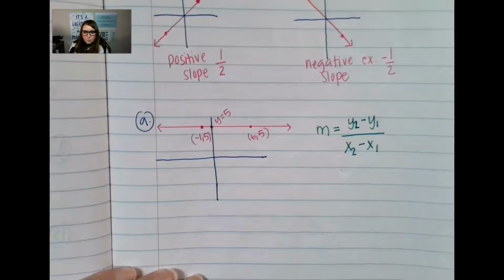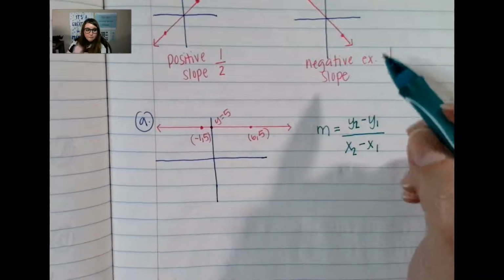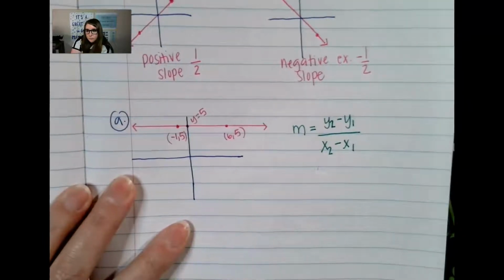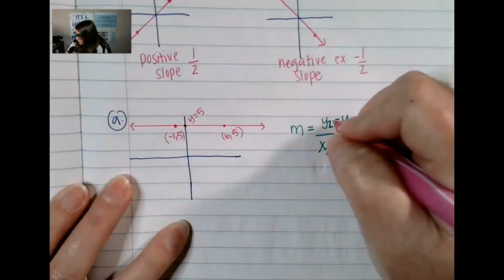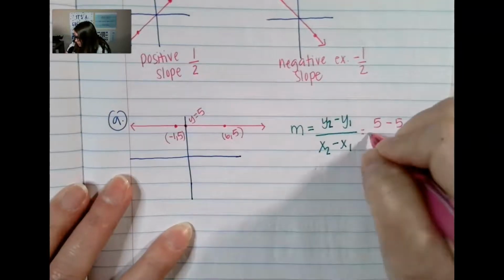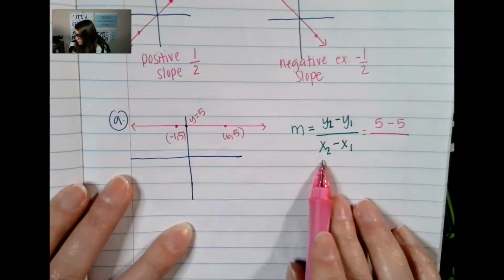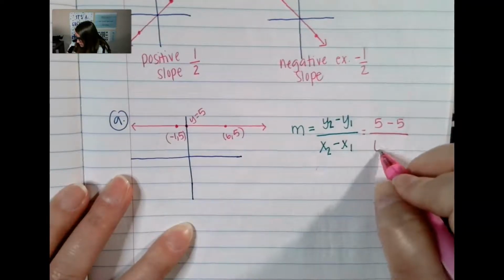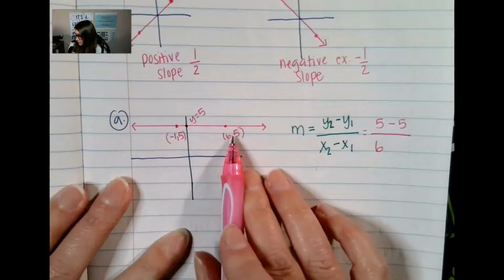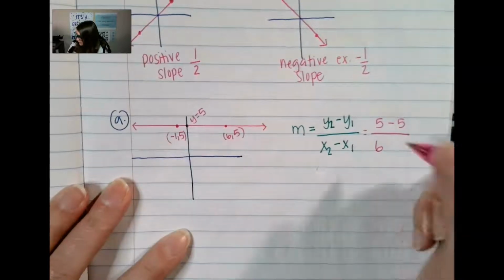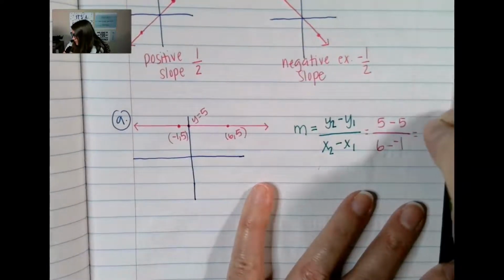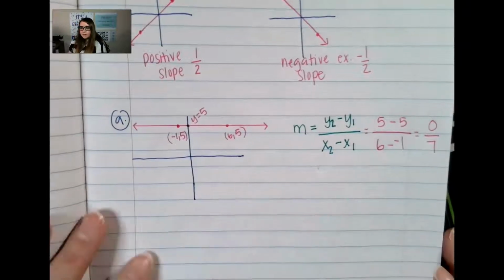So if we're looking at point number 2, we have 5 for the y. Let's go ahead and use this. So y2, this is the same as saying 5 minus 5 over point number 2 x, which is 6, minus point number 1, minus -1. This gives us 0 over 7.